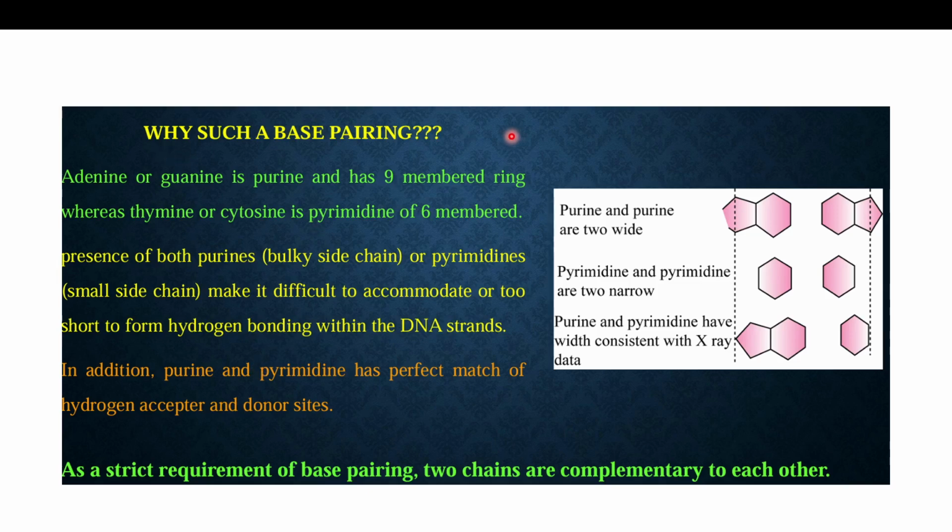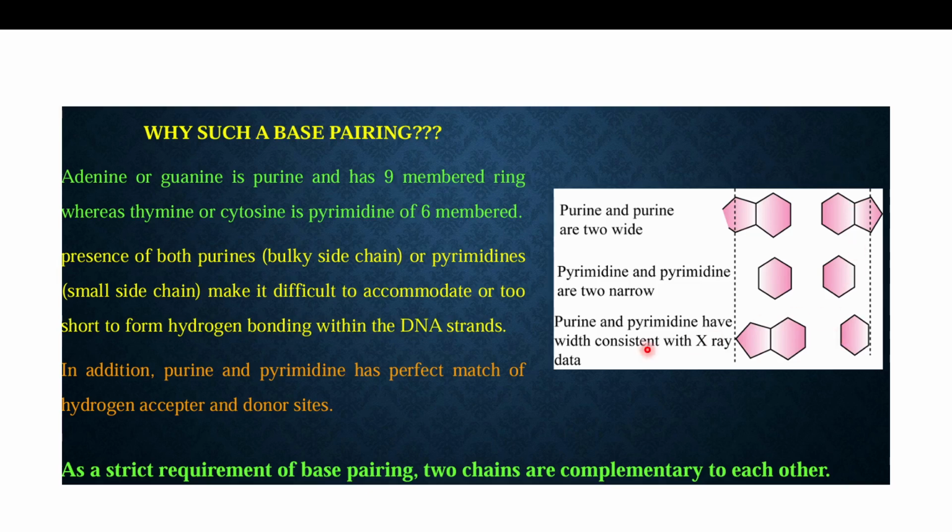Now, why such base pairing, purine, like adenine to thymine, guanine to cytosine? Because adenine or guanine is a purine base and has a 9-membered structure, whereas thymine or cytosine is pyrimidine, which is 6-membered. Okay. Now, if we look at the presence of both purines, which are bulky, or pyrimidines, which have smaller 6-membered rings, right? These make it difficult to accommodate, or are too short to form the hydrogen bonding within the DNA strands.